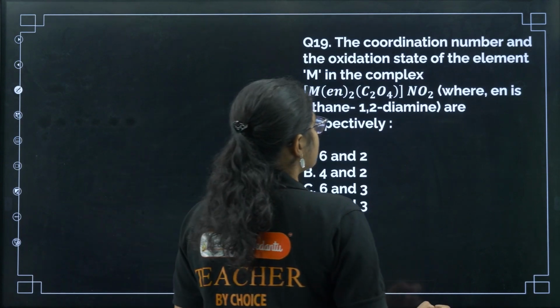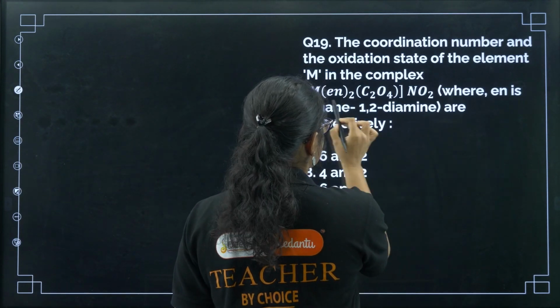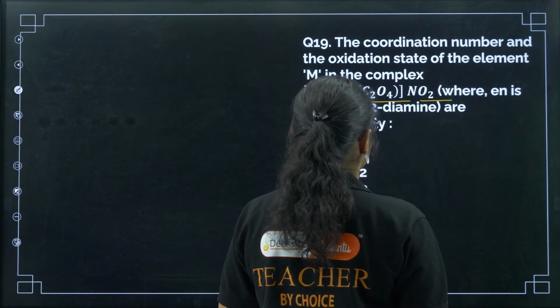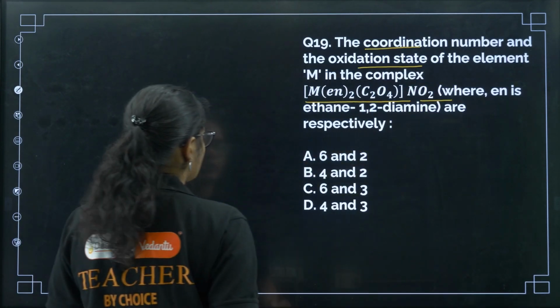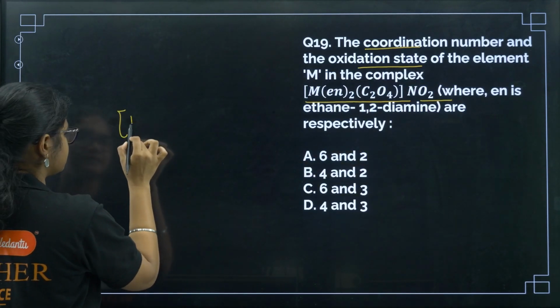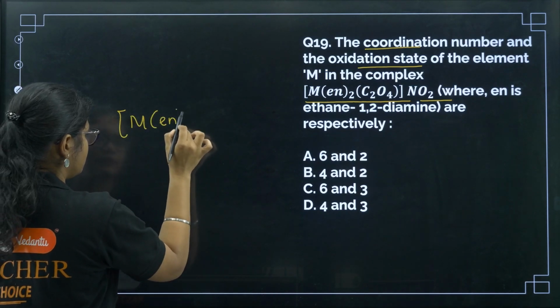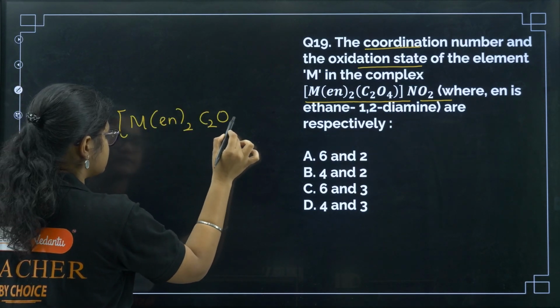Next, the coordination number and the oxidation state of the element in this particular compound you have to find out. Okay, coordination number and oxidation state. Now if I see, this is M(en)2 and we have C2O4.